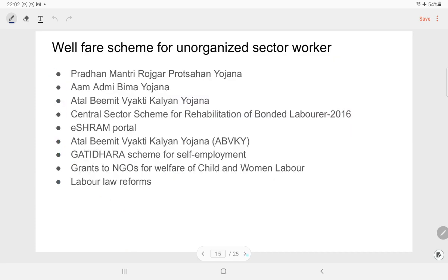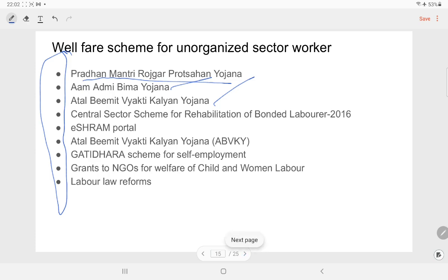So moving on to the different welfare schemes by the government. There are schemes for unorganized sector workers, obviously. The first ones are the Pradhan Mantri Rozgar Protsahan Yojana, Aam Aadmi Bima Yojana, and Atal Bimit Vyakti. These are the basic welfare schemes, and if you are preparing for UPSC, we can use these. I suggest you all look into the details of these schemes and what they discuss. Don't worry, we will be updating this on our Telegram channel also.